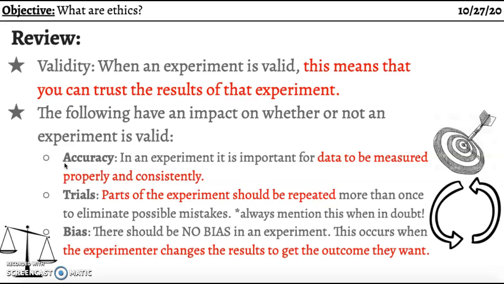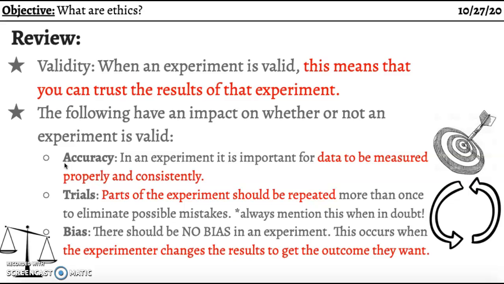So trials is the easiest one to understand. That just means you did the experiment more than one time. When you do the experiment one time, it's possible that your result is from a mistake. It's possible. Not always true, but it's possible. But if you repeated that experiment 10 times and you got the same result 10 times, it's more likely that result was not from a mistake.